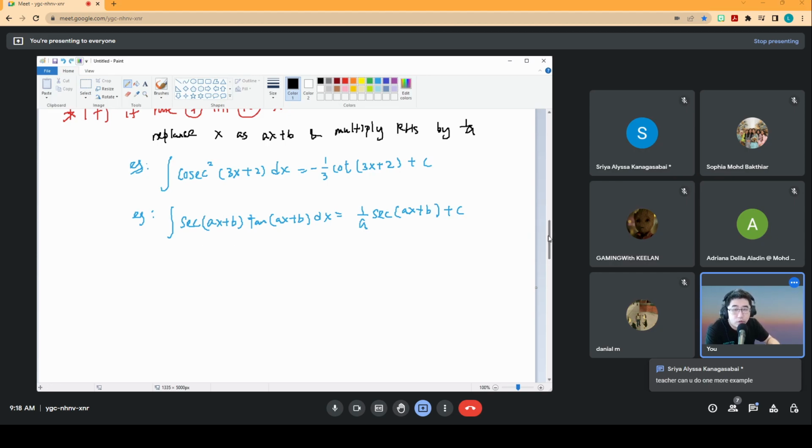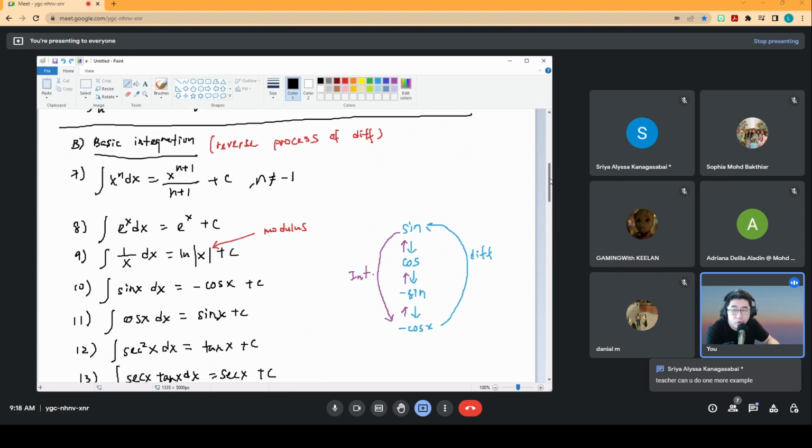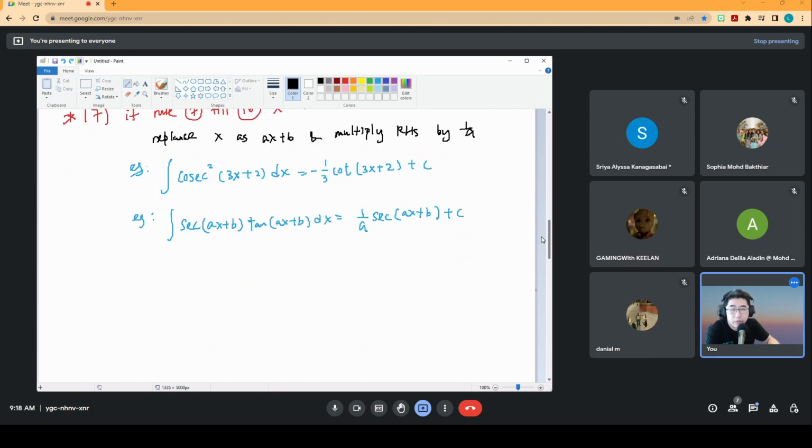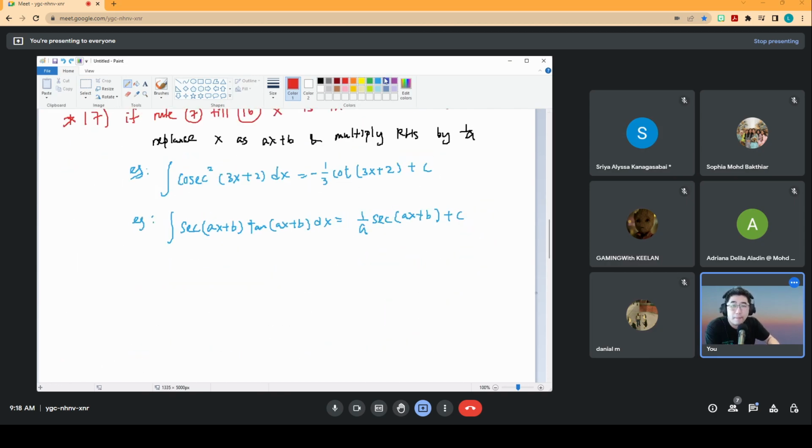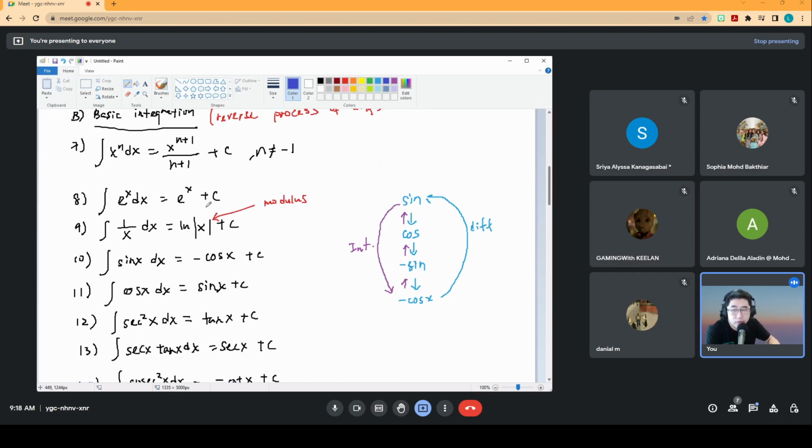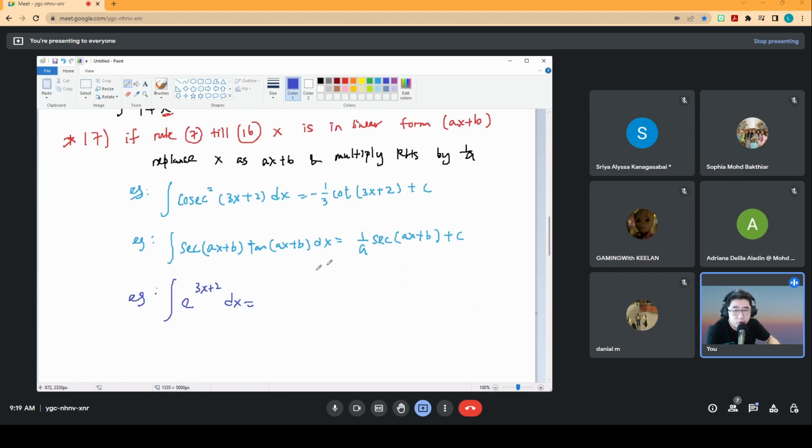Then let's say I use number 8. Number 8, I have e of 3x plus 2 dx. According to rule number 8, it is one of the easiest ones because it gives you back the same thing. But the x is not a single x, it's in the linear form of 3x plus 2. Then I will write my answer as 1 over 3 e to the 3x plus 2 plus c.